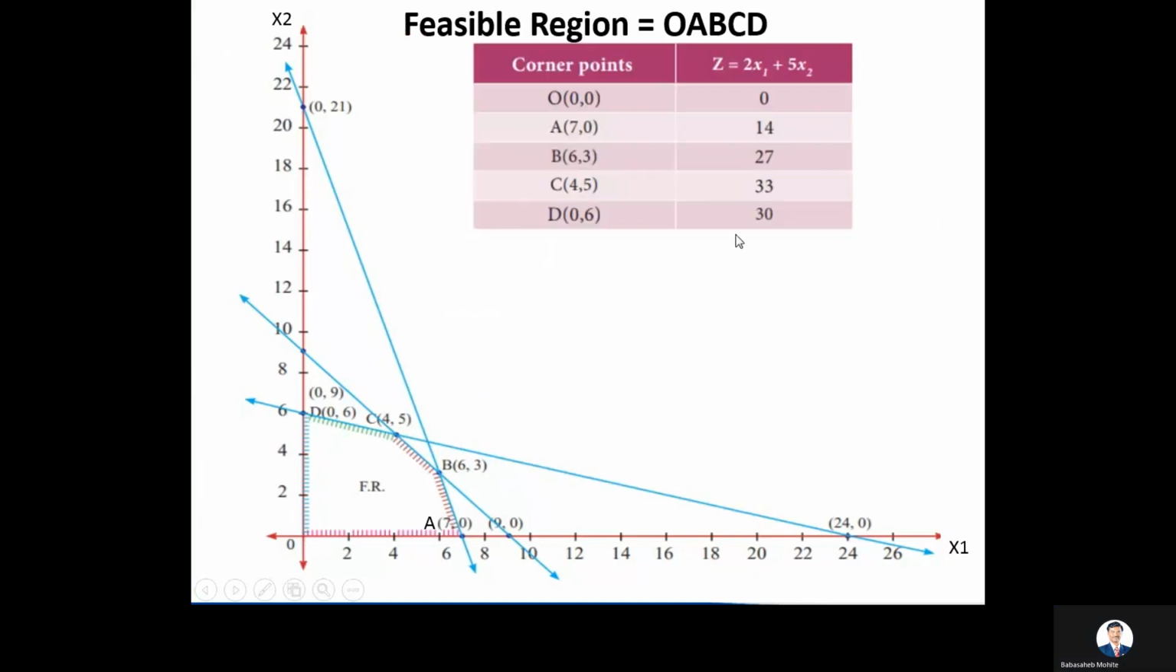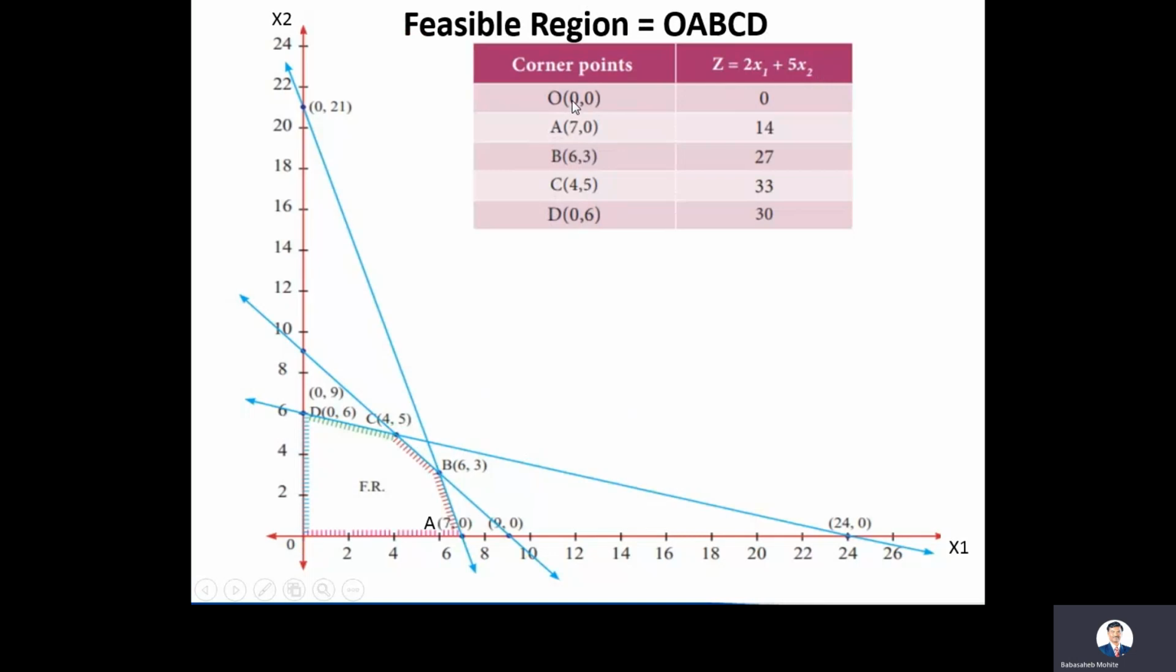Now, we know we have the objective function z is equal to 2x1 plus 5x2, and we have identified O, A, B, C, D as the feasible region's boundaries. So the coordinate point of O is 0, 0. The coordinate point at A is 7, 0. Point B is 6, 3. Point C is 4, 5. Point D is 0, 6.